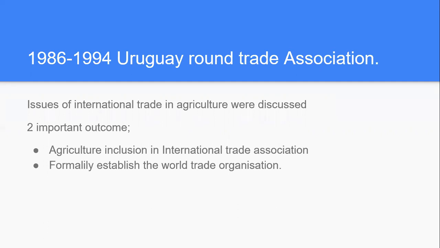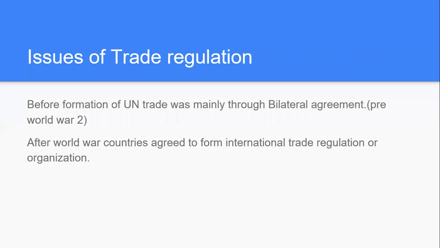Now remember GATT, General Agreement on Tariffs and Trade, was proposed in 1947. That is when GATT was proposed. Okay. Now, issues of trade regulation. Before formation of the UN, United Nations, trade was mainly through bilateral agreements. Okay. Now, after the World War, countries agreed to form a kind of organization in regards to trade. Okay.